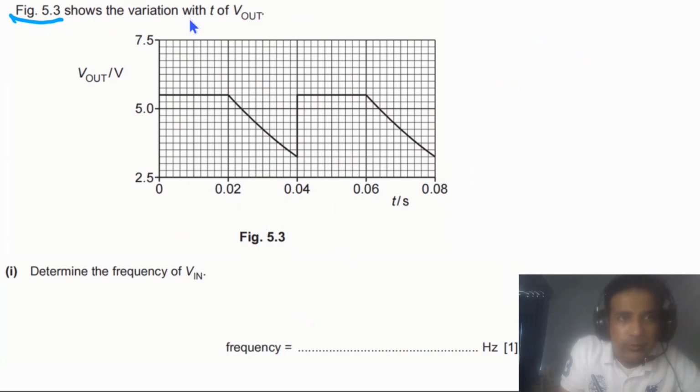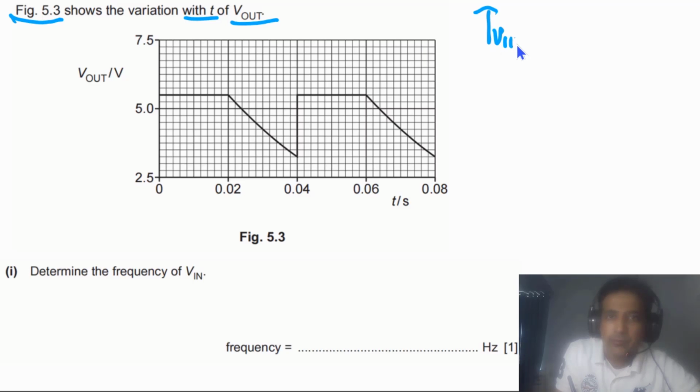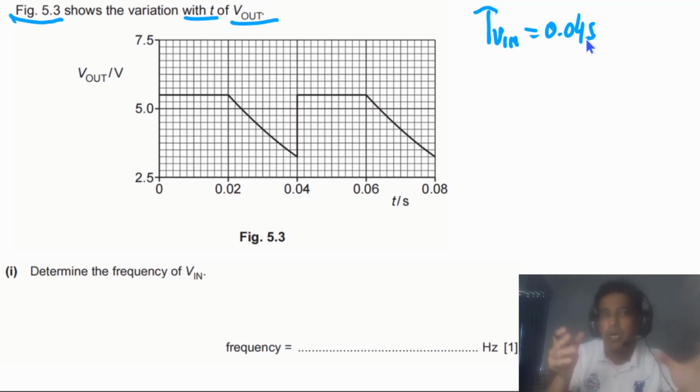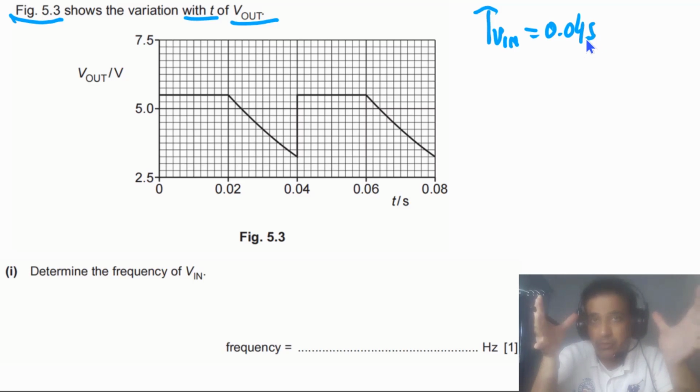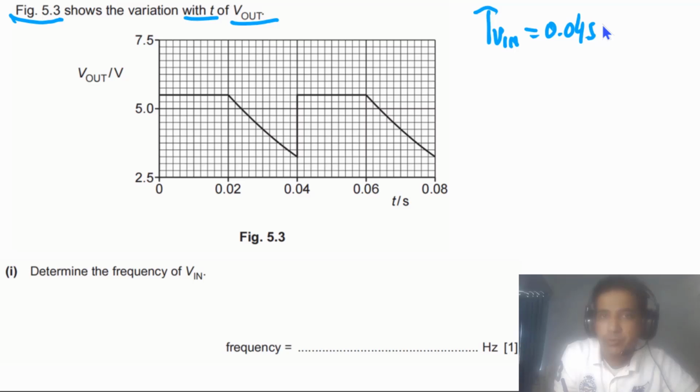The question says figure 5.3 shows the variation with t of V out. In the last part we have discussed that the time period of V in is equal to 0.04 second. Now how about the time period of V out? The time period of V in and the time period of V out has to be the same. So very important point, you need this one for your exam. The time period of the output also has to be the same. So the time period is equal to 0.04 second.